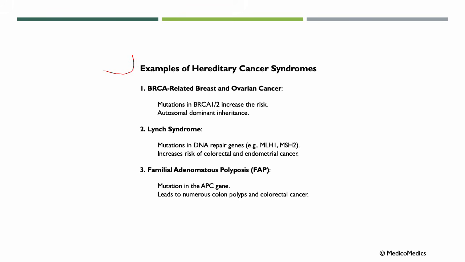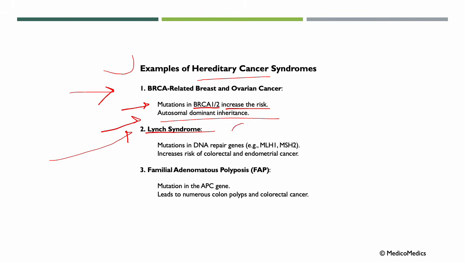Now then, let's mention some examples of hereditary cancer syndromes. So we have BRCA-related breast and ovarian cancer, where we have mutations in the BRCA1 and 2 genes, increasing the risk. This follows an autosomal dominant inheritance pattern. Then we have Lynch syndrome, mutations in the DNA repair genes, like MLH1 and MSH2. And this increases risk of colorectal and endometrial cancer. We have familial adenomatous polyposis. This is a mutation in the APC gene and leads to numerous colon polyps and colorectal cancer.